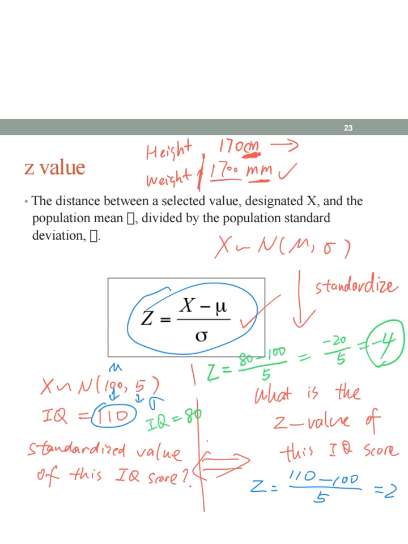Any question about this part? If we have an x value, if we have original data, how to get the z value? How to get the standardized version for the data?